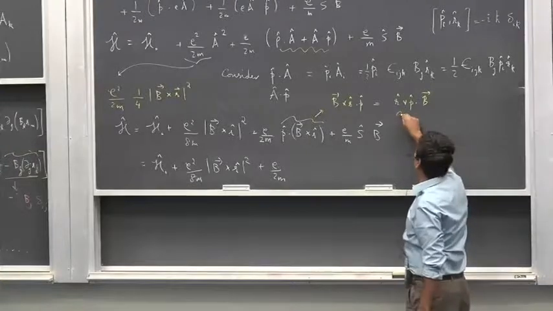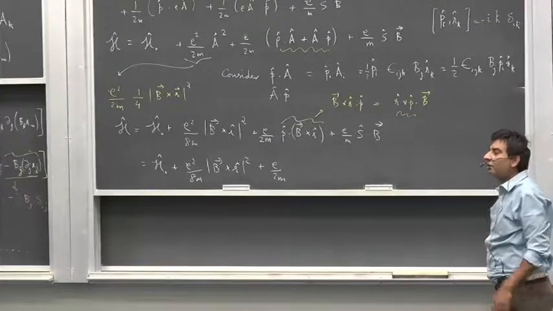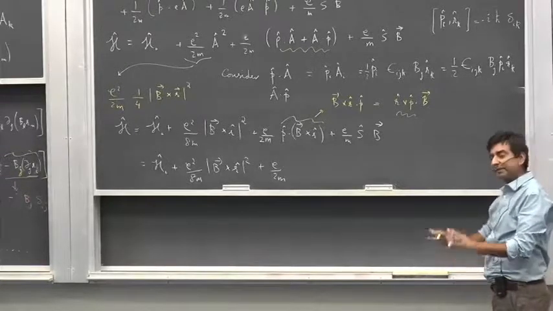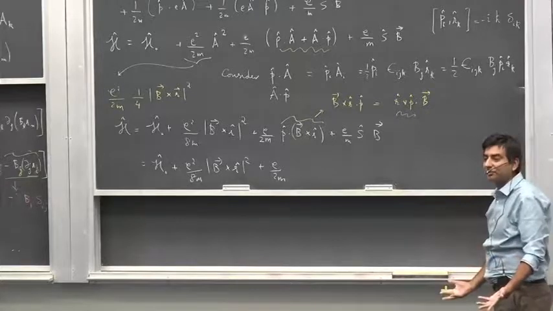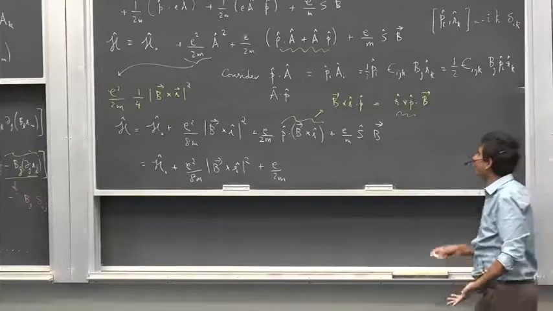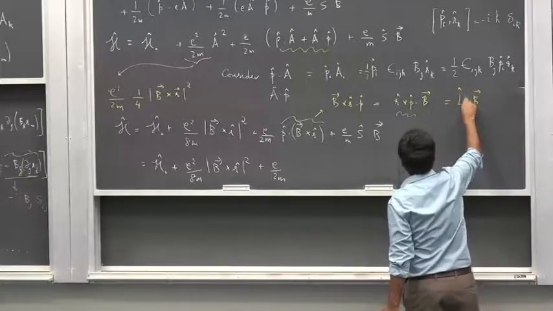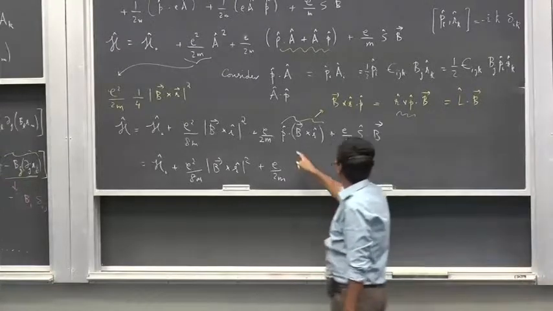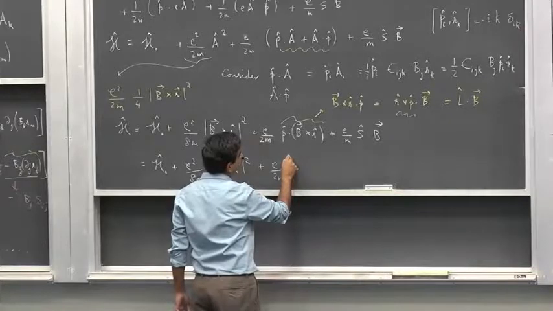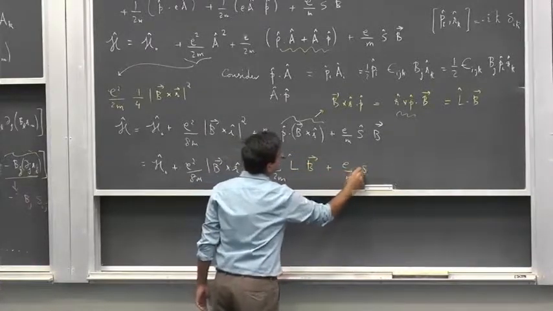What is r cross p? It is the orbital angular momentum of the electron. Bound or free, we don't care at the moment. This is the orbital angular momentum of the electron. Each electron may have an orbital angular momentum. So this is L dotted with B. And I have e over m S dotted with B.